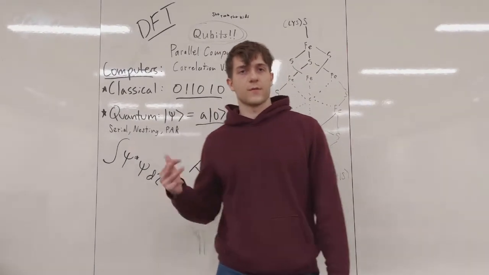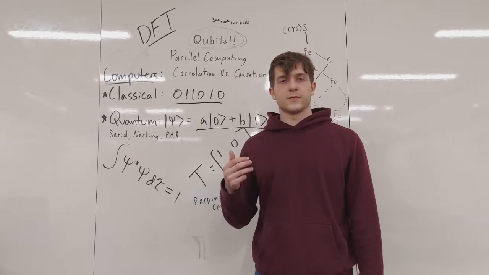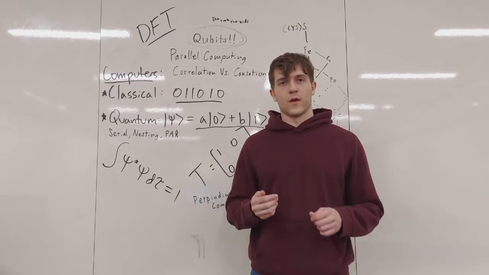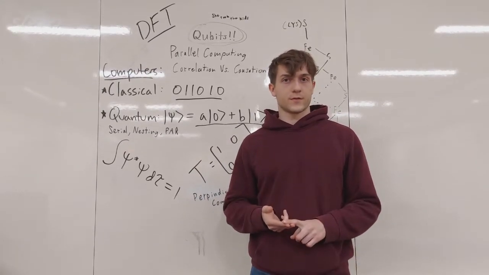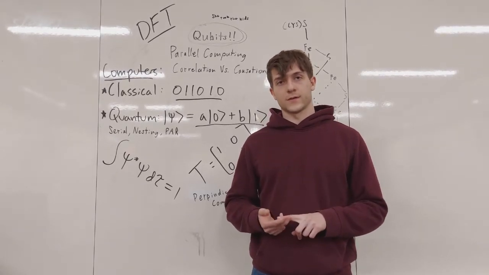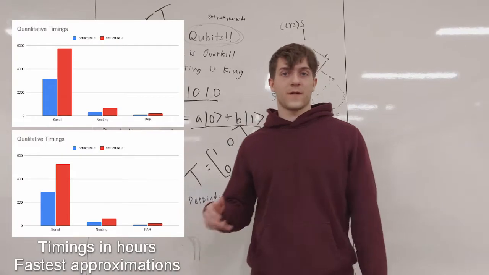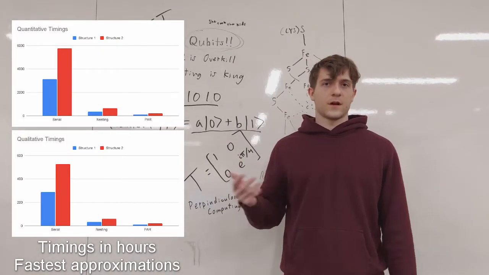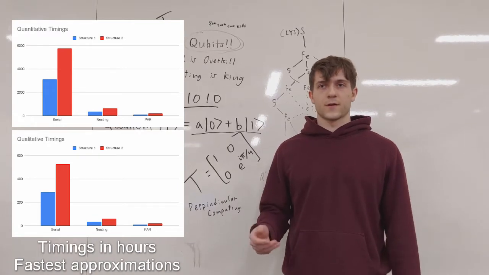After establishing all three of these methods, the researchers would then go and run all three of these approximations for both of the structures that they were testing and for both quantitative and qualitative results. The PAR method had the fastest results, but with such an absurd qubit count, it's simply not possible for us to approach this method in the modern day.